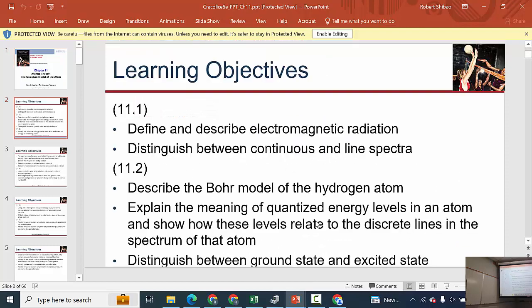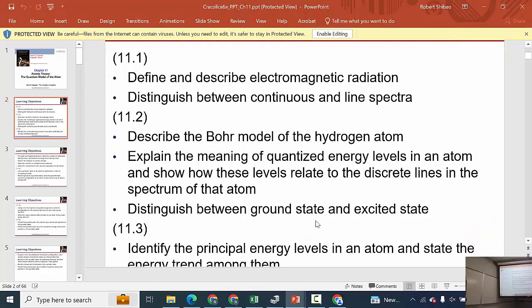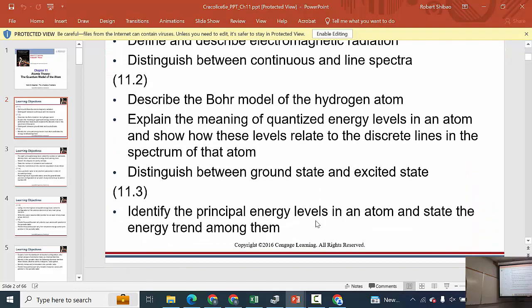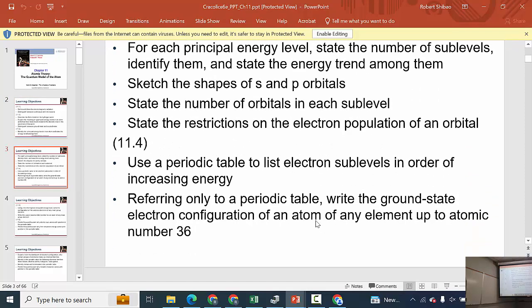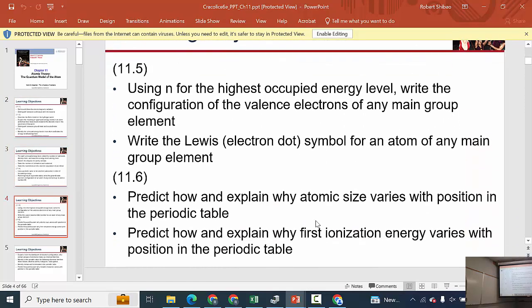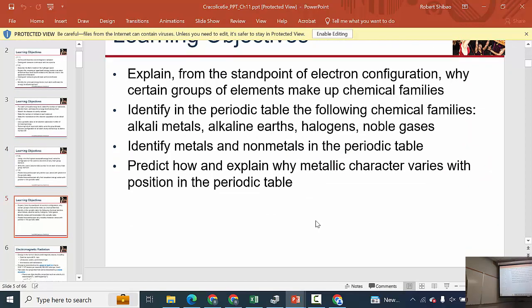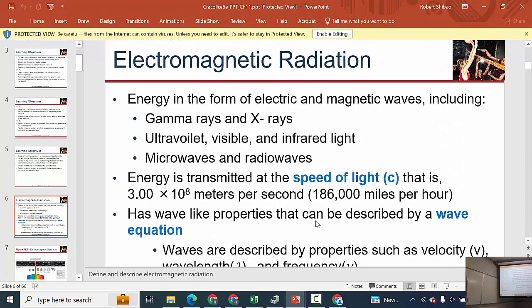And so what were the observations? We'll talk about the observations that led to quantum theory, but in order to talk about the observations, we have to talk about some light, because the observations that led to quantum theory were these unusual light patterns that were observed.